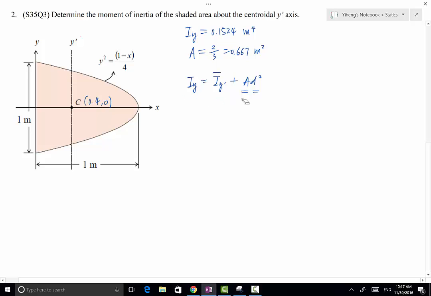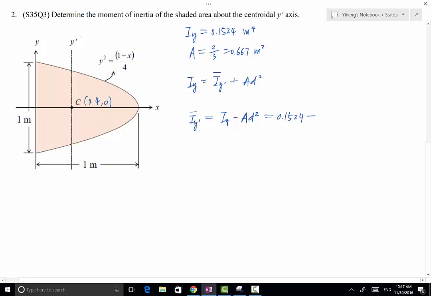It's very important that you write the equation correctly, because the moment of inertia about the centroidal axis will always be the smallest among all the parallel axes. Therefore, this is what we need to solve for. Therefore, we need to rewrite the equation. So this equals Iy minus A d squared.